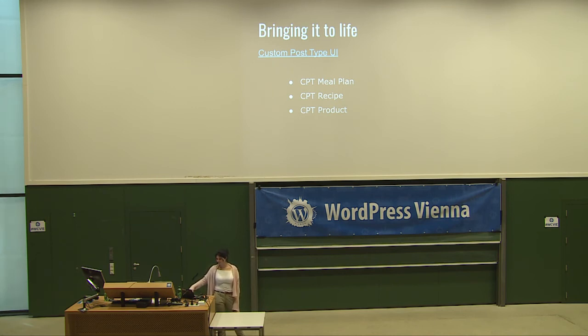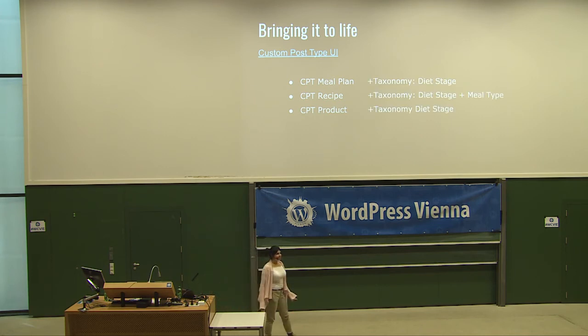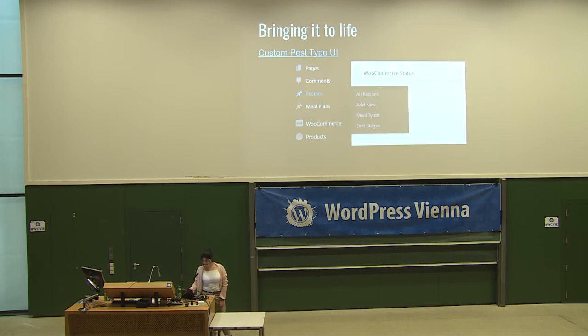We added the taxonomy diet stage, because you can't eat the same products on different diet stages. And the meal type, like whether a recipe is a soup or a dessert, so we have another taxonomy for that as well. This was done with Custom Post Type UI. So that's how it looks in the WordPress dashboard. Pretty simple.